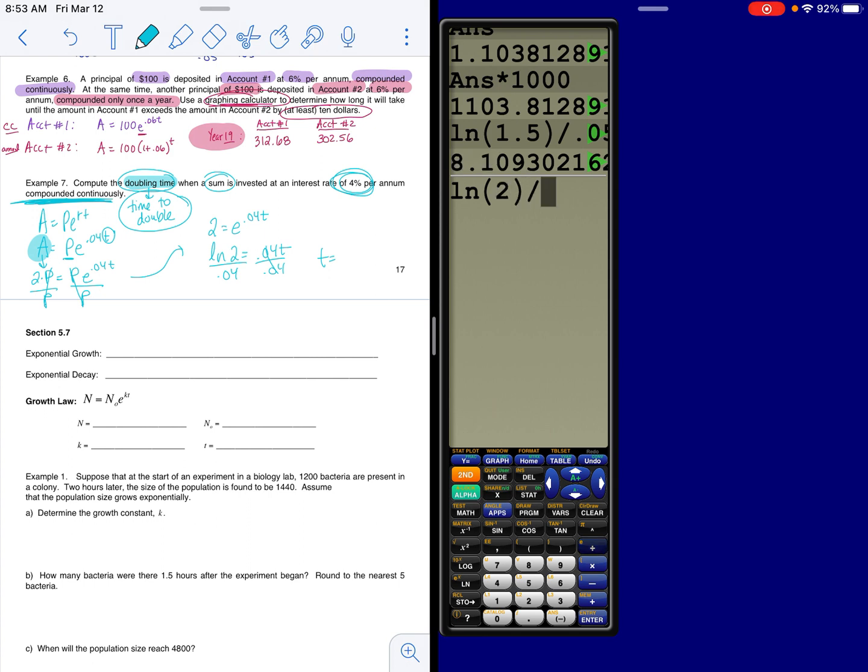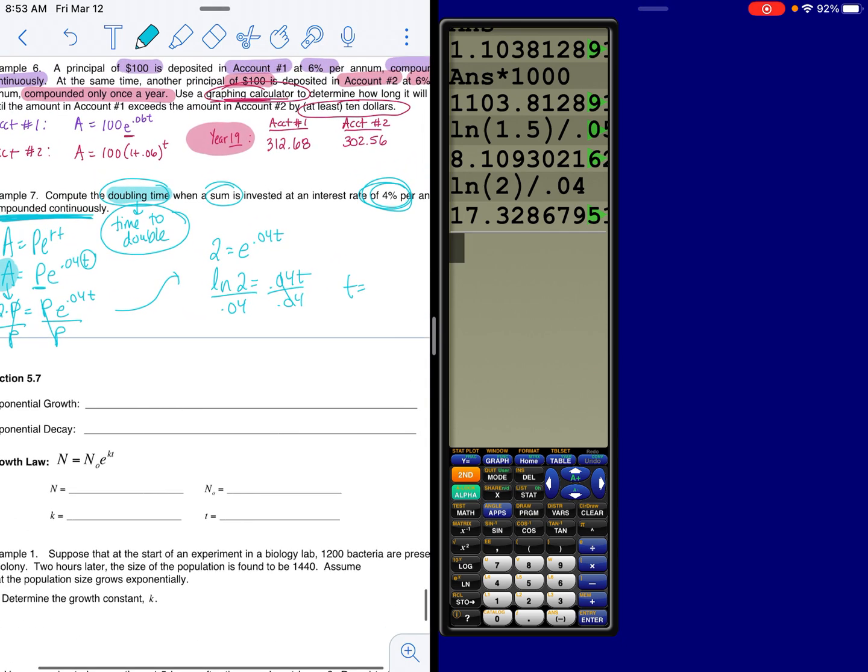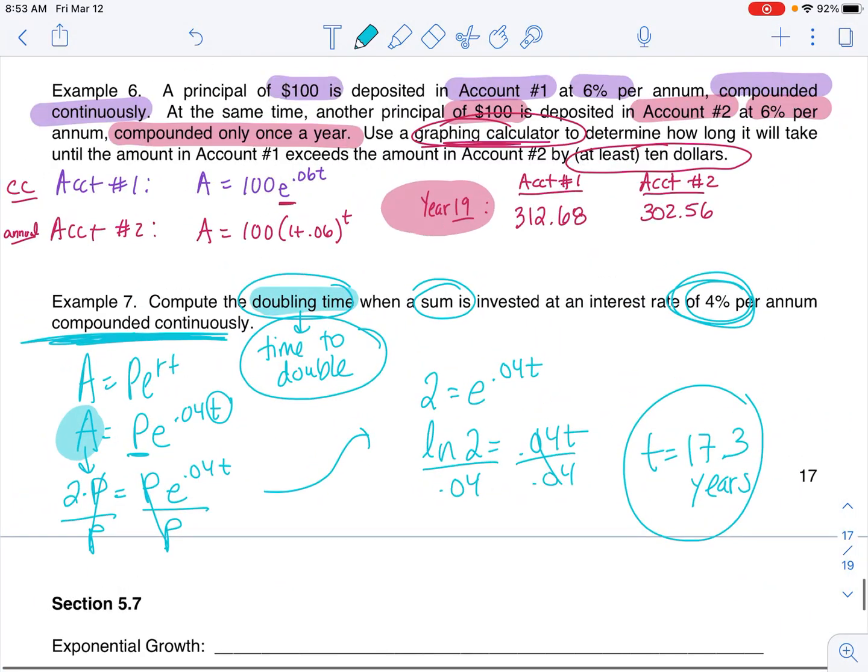All right, so natural log of 2 divided by 0.04. 17.3 something, something, something. There we go. All right, get out of here, calculator. All right, 17.3 years. That's it, okay? So that would be our doubling time.